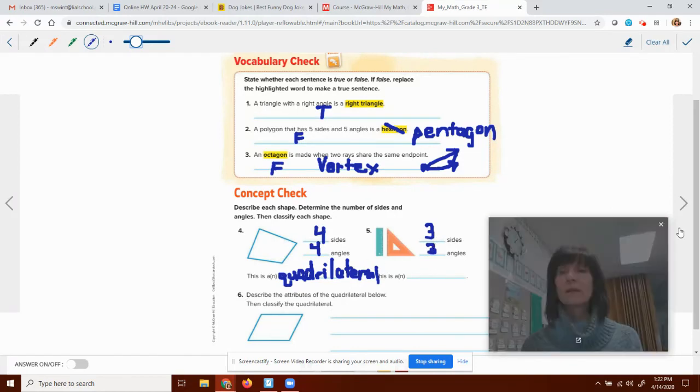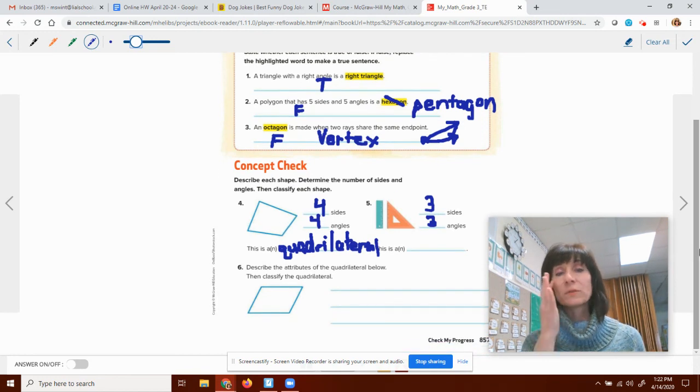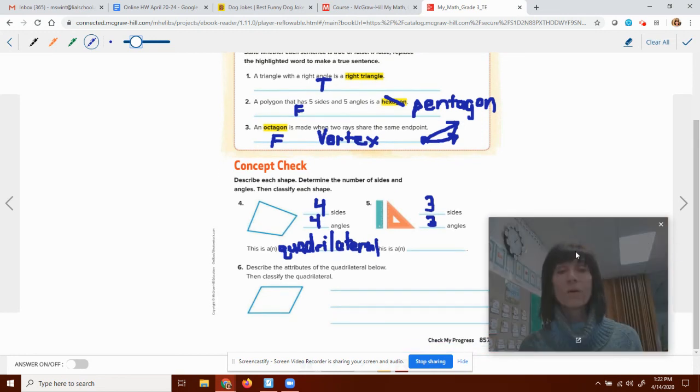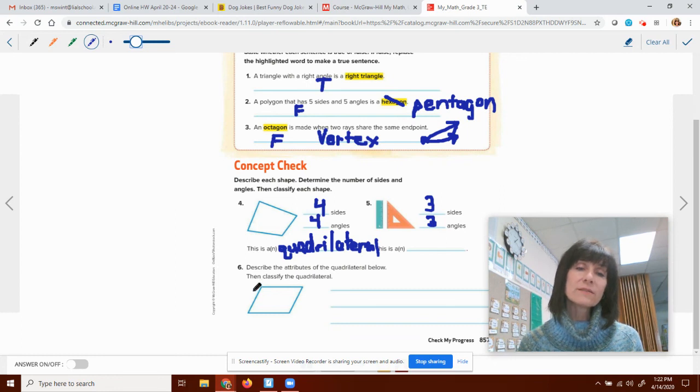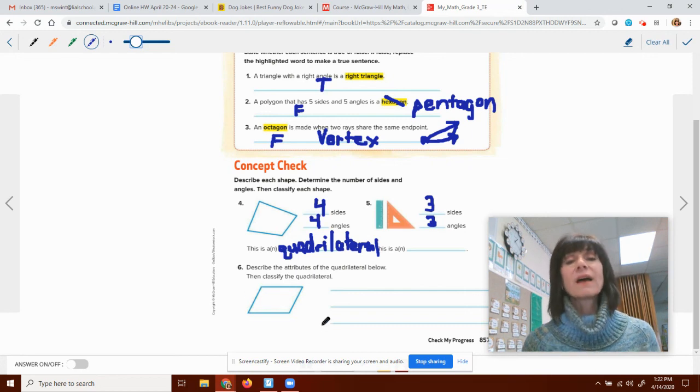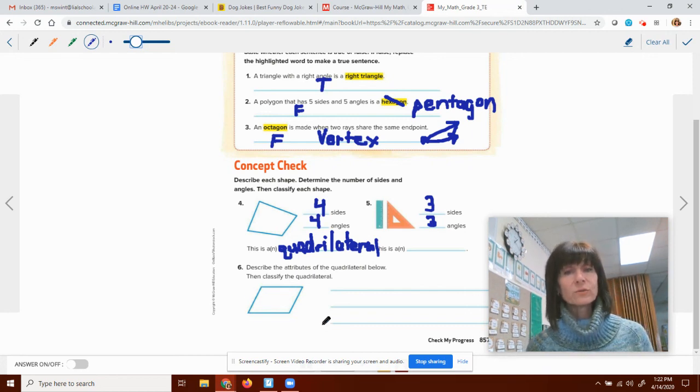If I had to, on number 6, describe the attributes of the quadrilateral below, I know a quadrilateral has 4 sides. If I want to give some attributes, I could say, looking at this particular quadrilateral, that my opposite sides are parallel and they are also of the same length. If I measured this, it would be the same as this side. I also, for a third attribute, may say there are no right angles.